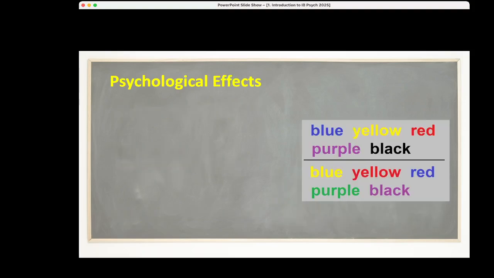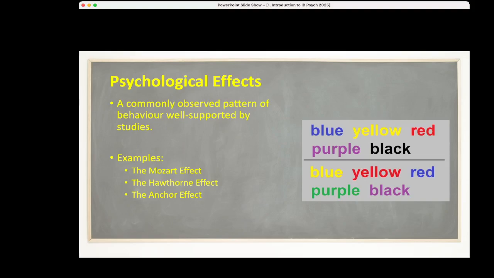Psychological effects are probably, again, quite tricky to explain for a novice. They're a consistent and commonly observed pattern of behavior, right? Mozart effect, Hawthorne effect, anchor effect, three good examples. And then we're going to get into the Stroop effect.